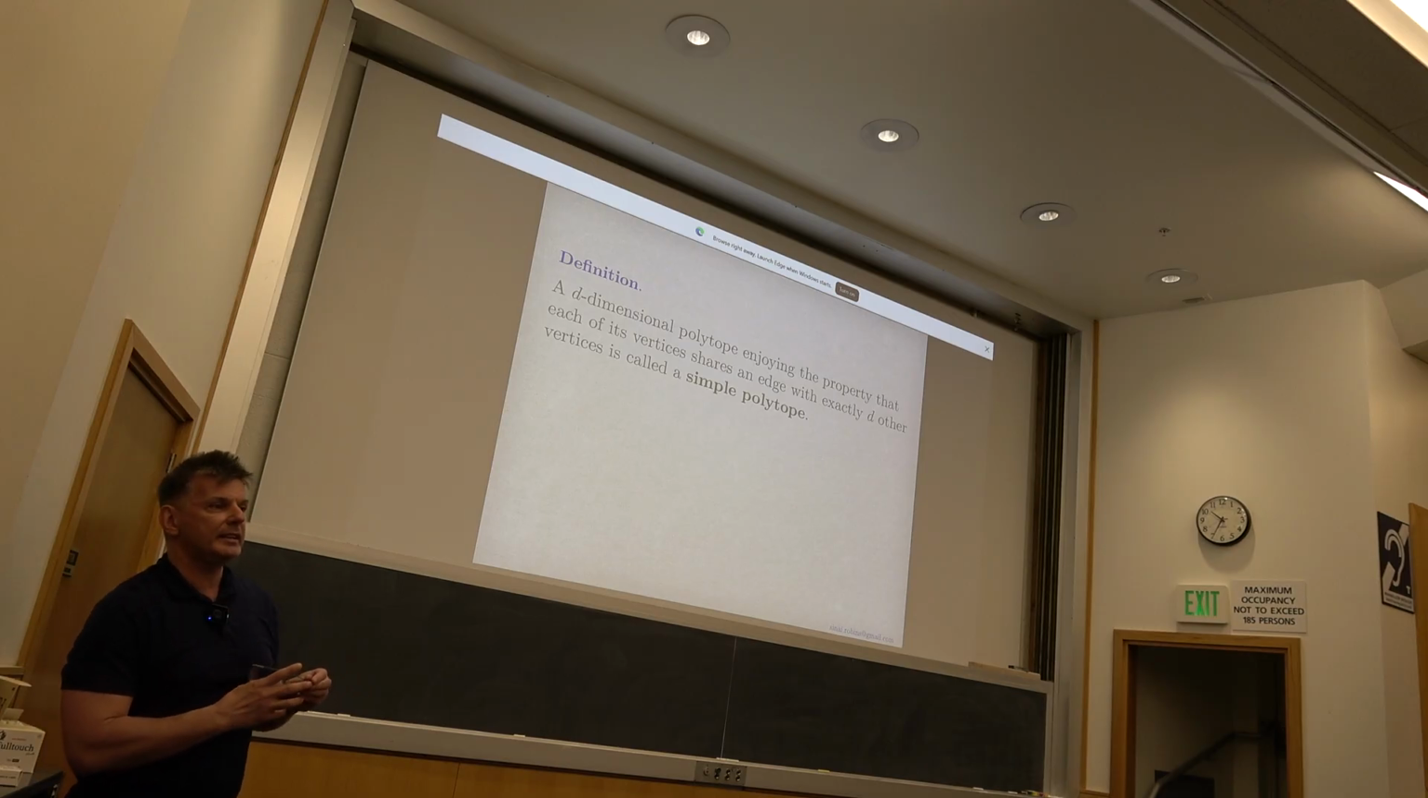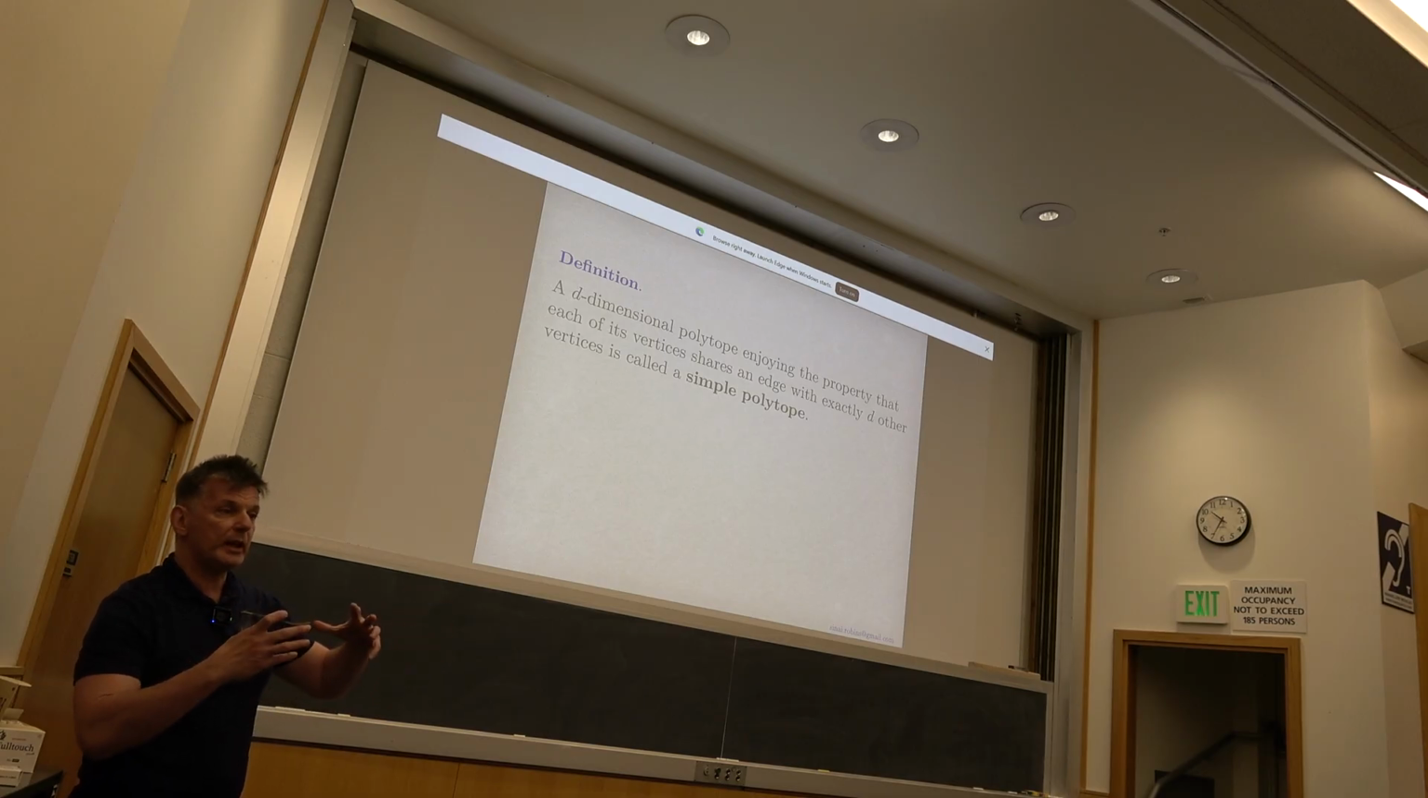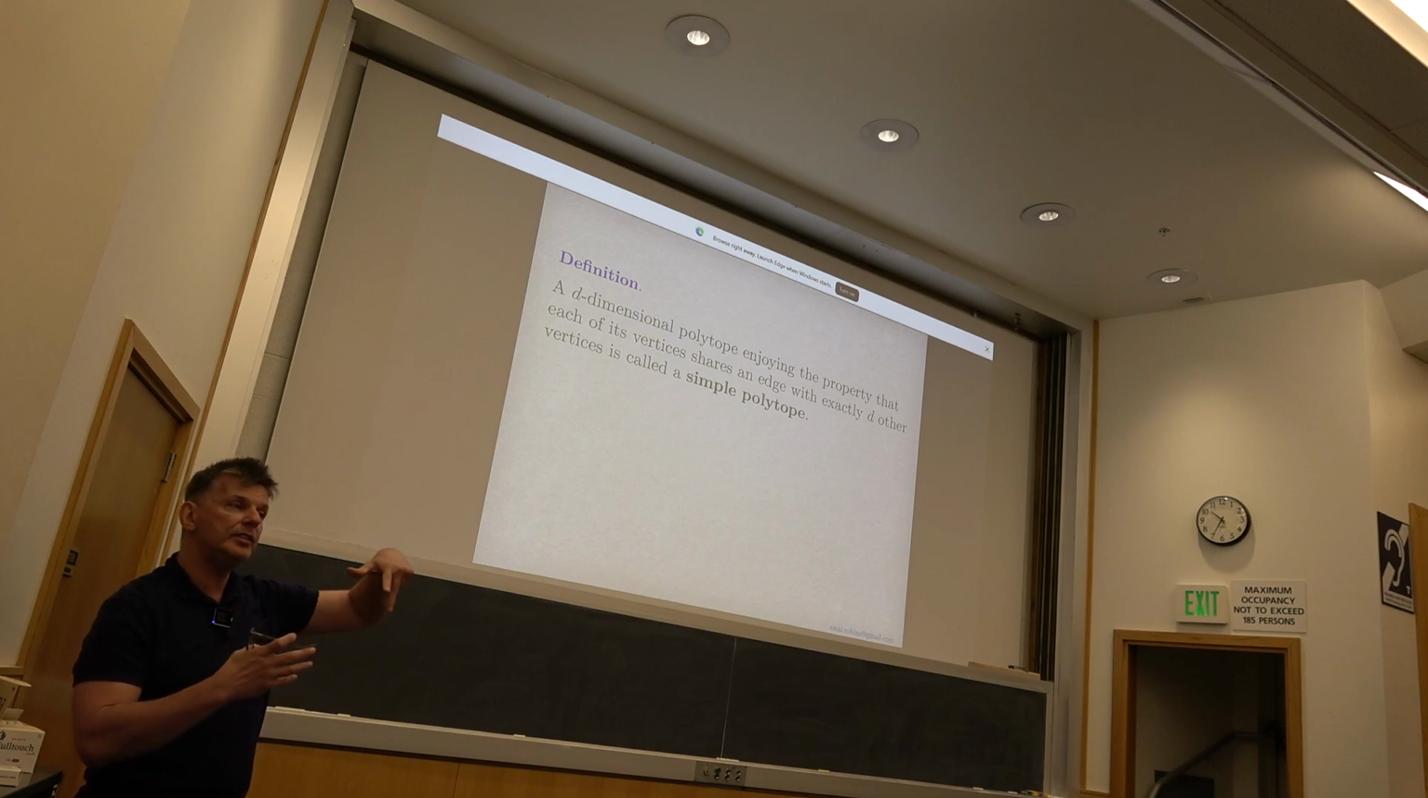Maybe we should get these out of the way. What is a smooth polytope? A smooth polytope, again, comes from toric geometry. A smooth polytope is an integer polytope such that at every vertex, it's simple. There are exactly d edges emanating from it, but also those edge directions form a basis for the integer lattice.